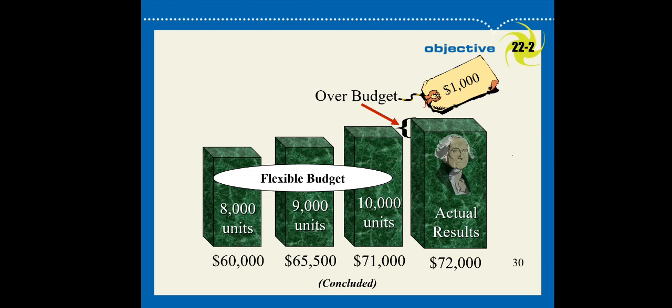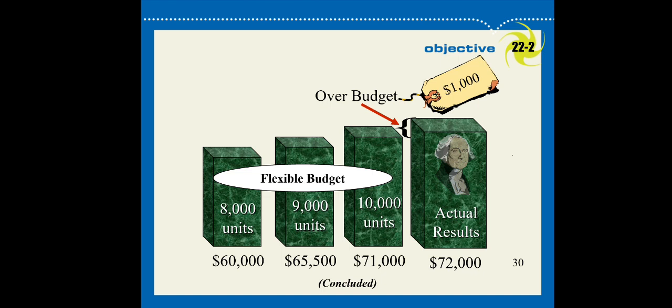So you can see here, if you use flexible budget, then the comparison is better. The comparison is a good comparison. The comparison is between actual cost of producing 10,000 units with the budgeted cost of producing 10,000 units. Now the difference is only 1,000, unfavorable.